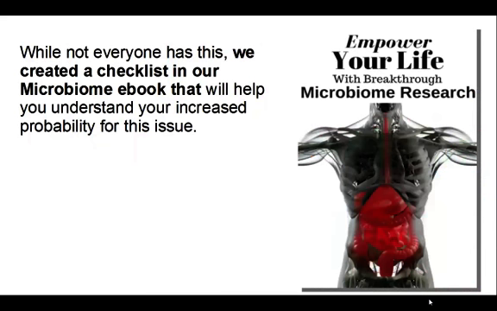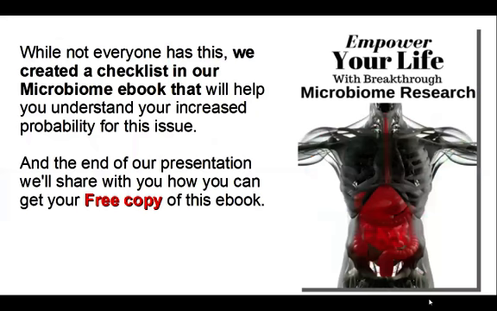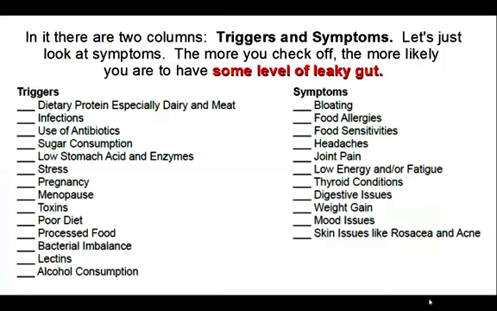While not everyone has this, we created a checklist in our microbiome ebook that will help you understand your increased probability for this issue. At the end of our presentation, we'll share with you how you can get your free copy of this ebook. In it, there are 2 columns, triggers and symptoms.